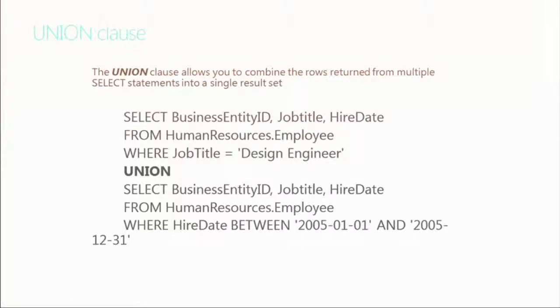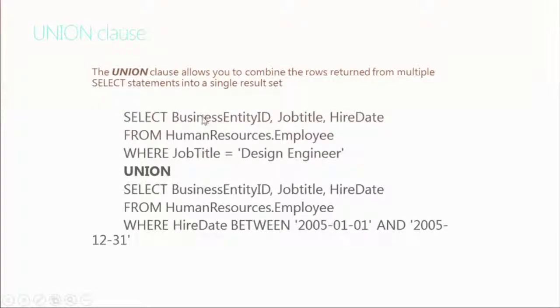Okay, the union clause. What if I have content that's in two different tables? Yeah, we can do that. So right now what we've been looking at is grabbing content from a table. What about if I have content from two tables? Well, as long as the columns are matched, it allows you to combine the rows returned from multiple select statements into a single result set.